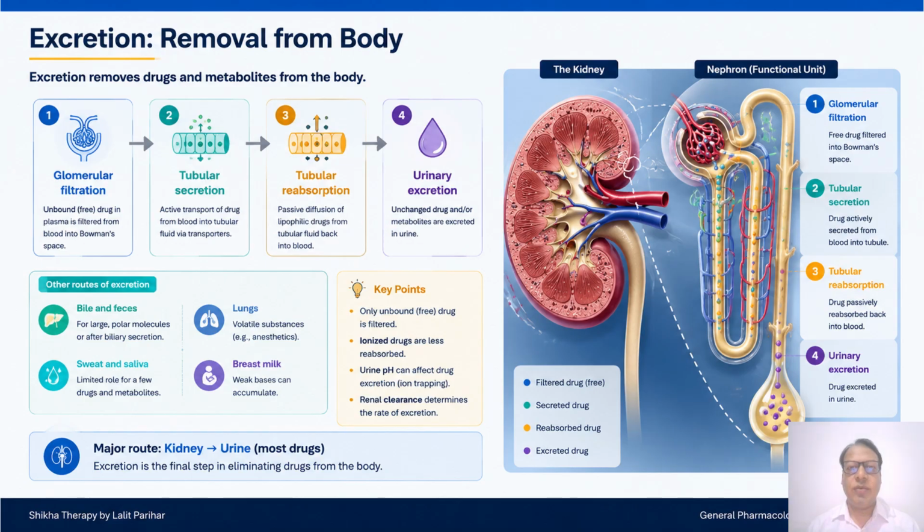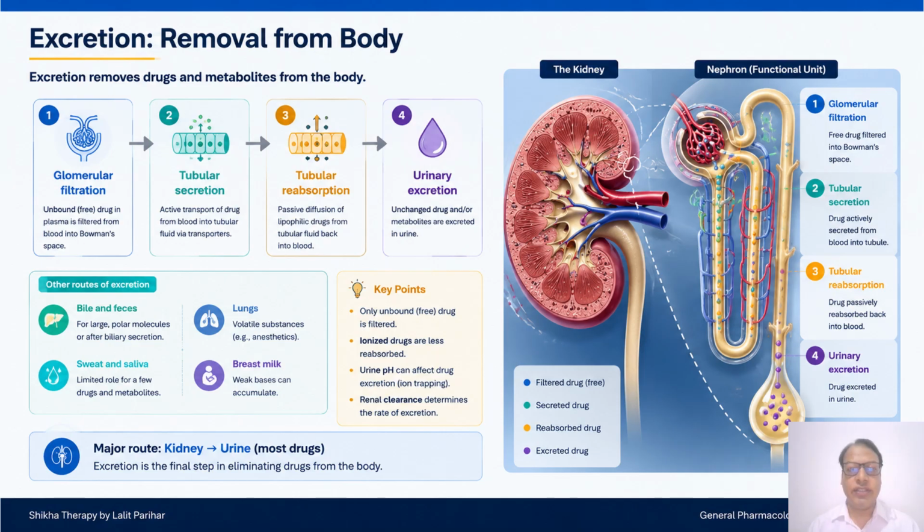The final step of ADME is excretion. Excretion is the process by which drugs and their metabolites are removed from the body. The major route of drug excretion is through the kidney and urine. Renal excretion mainly involves three important processes.